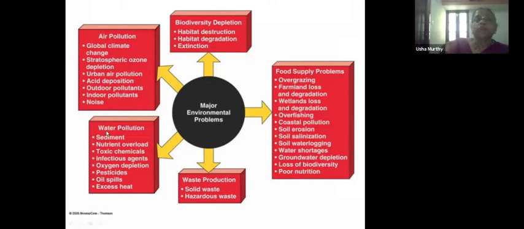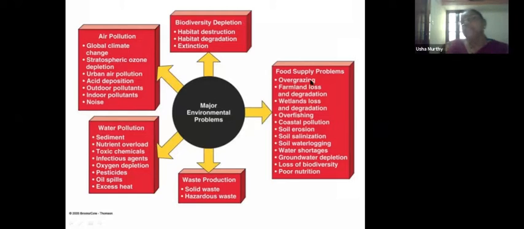Then we have water pollution. Sediment deposits, nutrient overload, toxic chemicals, infectious agents, oxygen depletion, pesticides, oil spills, and excess heat, all these things. Then we have the third one, biodiversity depletion: habitat destruction, habitat degradation, and extinction of some types of species. So these are the three things. And waste production: any activity results in the generation of solid waste or hazardous waste. So waste production is solid waste and hazardous waste. So these are the environmental problems.